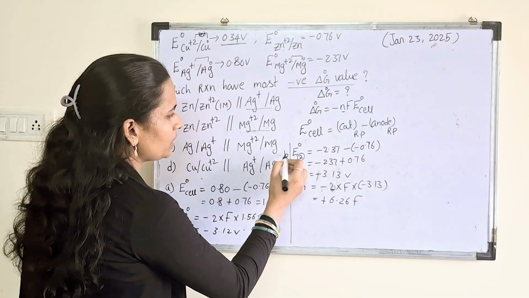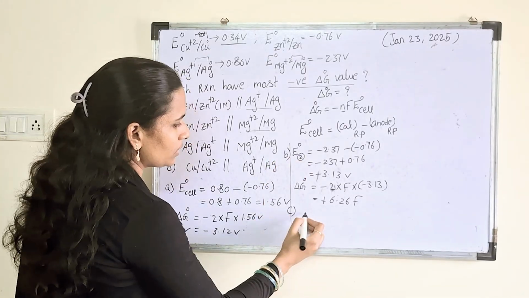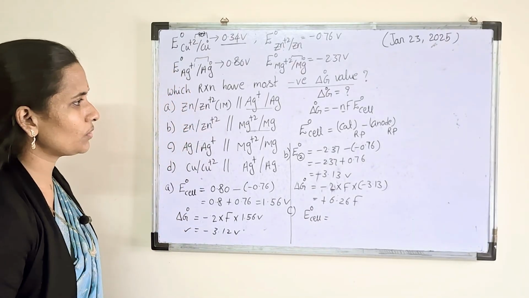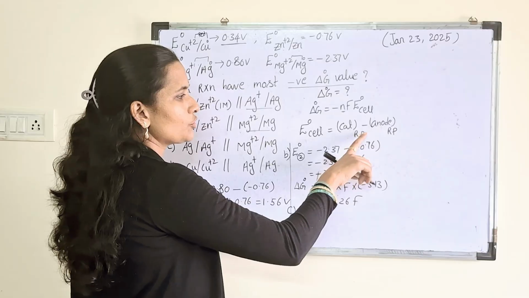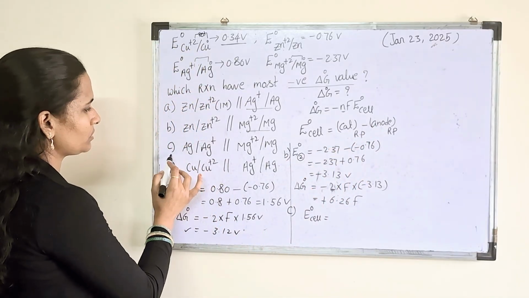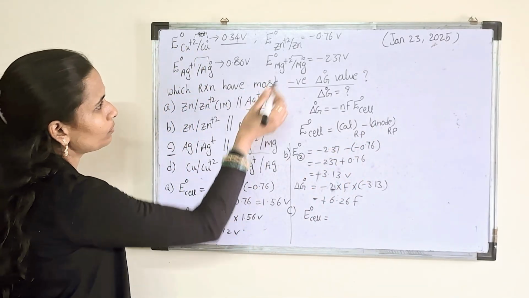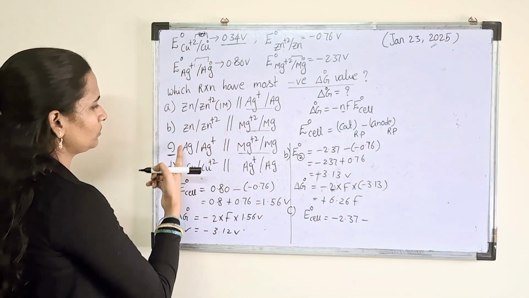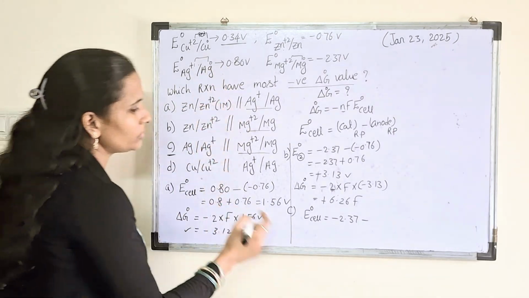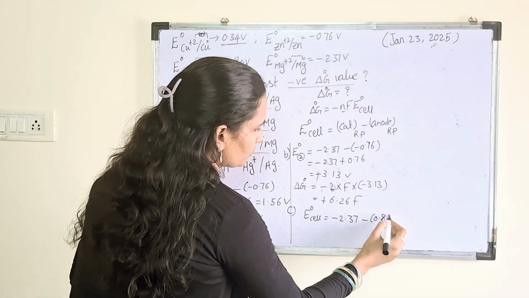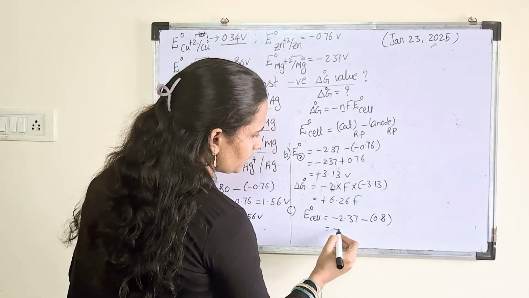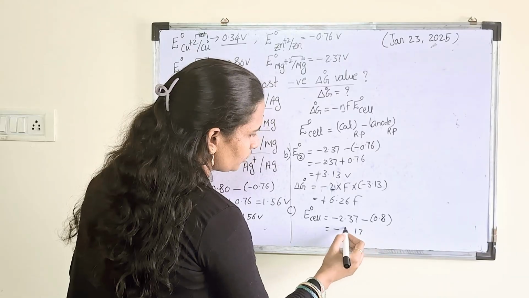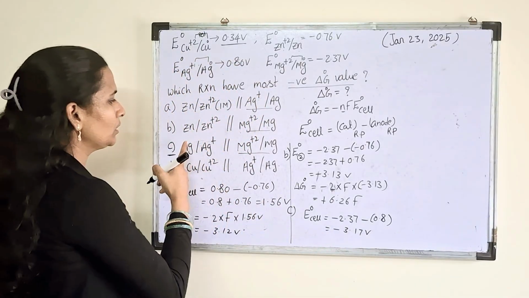This is the B equation, and next one, the C equation. First of all, calculate the E naught cell for the third equation. What is the formula? E naught cell is the cathode reduction potential minus the anode reduction potential. For the third equation, the cathode is magnesium. Magnesium value is minus 2.37, minus the anodic value, that is Ag. Ag value, how much is given? 0.8. Both are minus, so add them. So it is 3.17 volts. This is the E naught cell for the third equation.